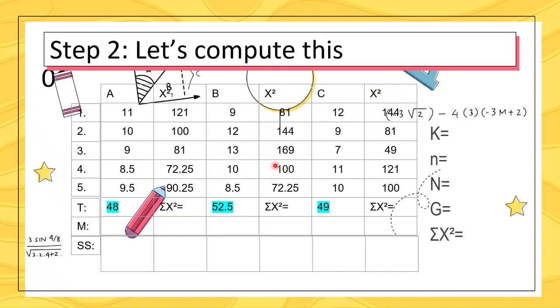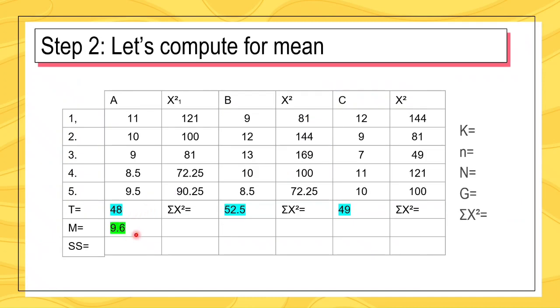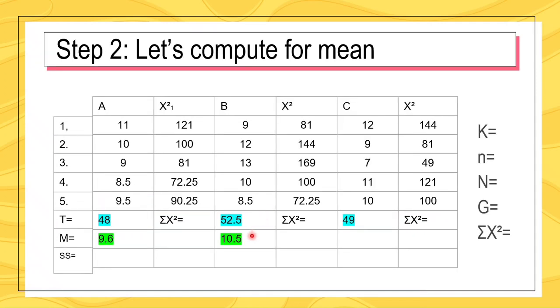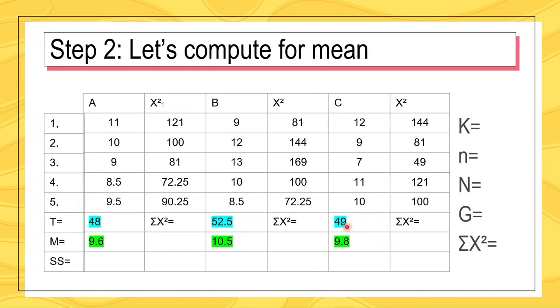So after this, we should get the mean of each group. 48 divided by 5, where our sample is 5, is equal to 9.6. 52.5 divided by 5 is equal to 10.5. 49 divided by 5 is equal to 9.8.